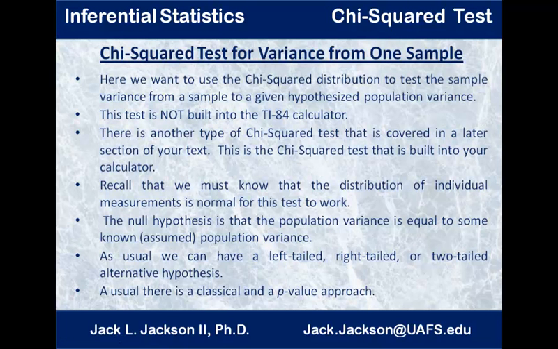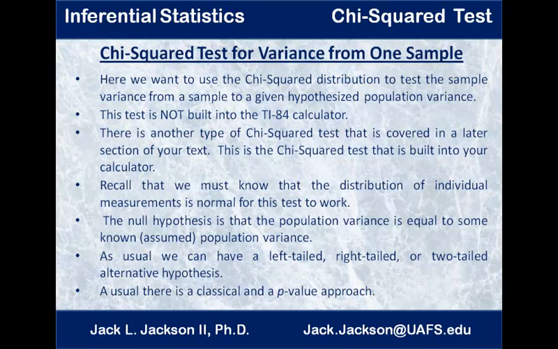Well, I mentioned a test. Let's do one. Let's do a chi-squared test to test a variance from one sample. Now, this particular kind of test is not built into the calculator. What we're doing here is taking a sample, finding our sample standard deviation, and comparing that to a hypothesized standard deviation from a population, or equivalently doing the same thing for variances: find the variance of our sample and test that against a known or hypothesized population variance.